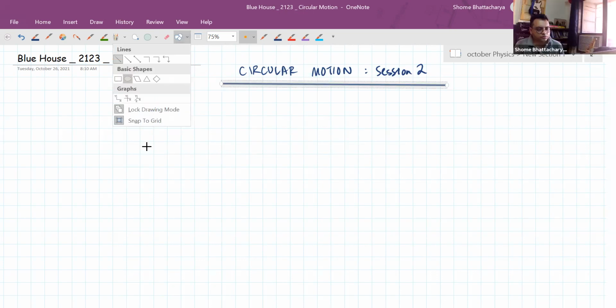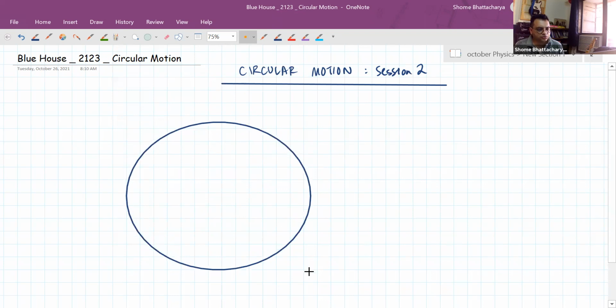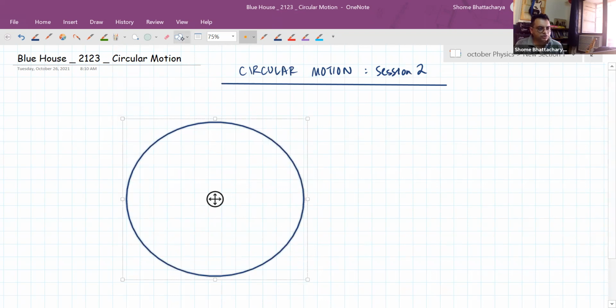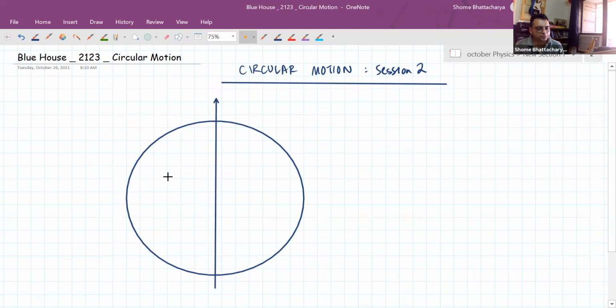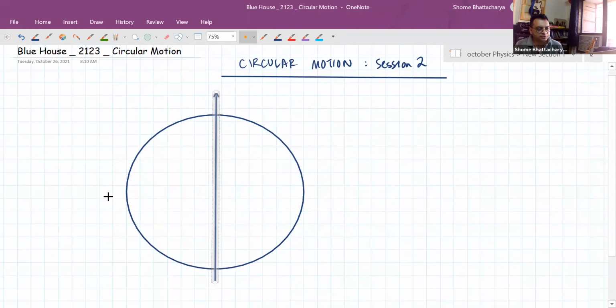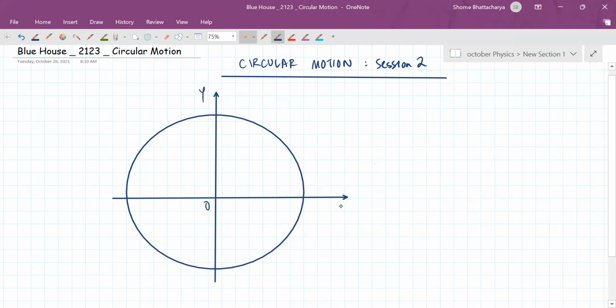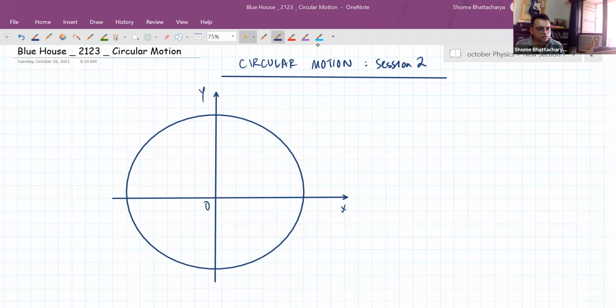Okay, so what we had seen is that circular motion is defined as the motion in a two-dimensional plane for a body or a particle such that the distance from a particular point remains constant, and then that particular point is given the name of the center of the circle. So we saw that if we define our origin as the center of the circle and xy plane, we'll discuss that also soon.